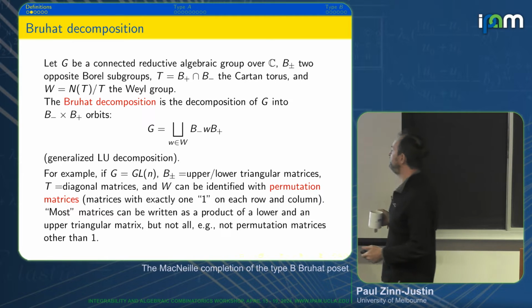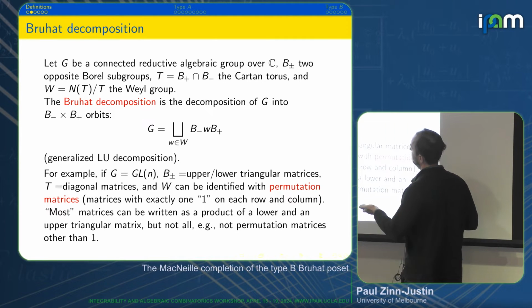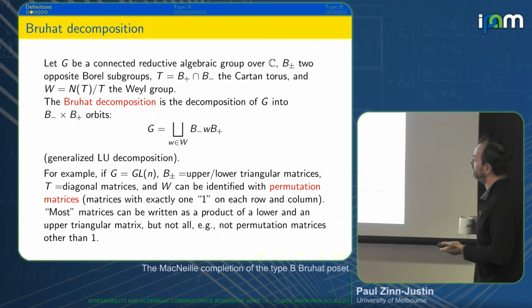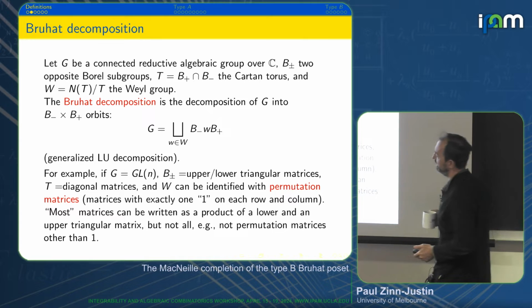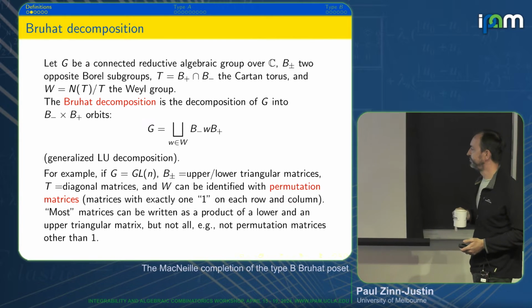And in this picture, in type A, when I said W is the permutation group, you can actually identify it non-canonically with just permutation matrices. So matrices with exactly one 1 in each row and column.